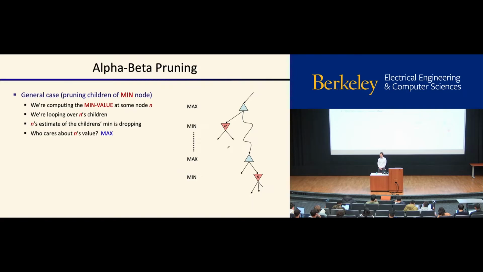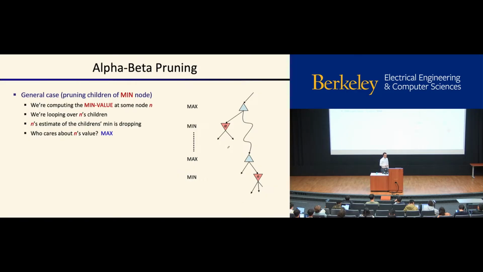Well, who cares about n's value? It's always the max node that cares about whether we're going down this path. So the max node is who's going to tell us whether we can stop expanding min children. What's the condition for that? Well, max has to have a better option somewhere. So this min node, n, has to be so bad that we would never expand the path down here. For that to be the case, there needs to be some other node that's a descendant of a max node that's a better option, much more appealing than going to n.